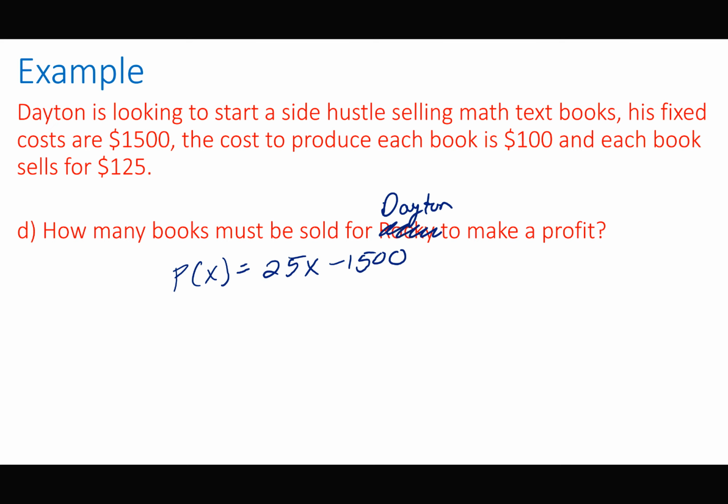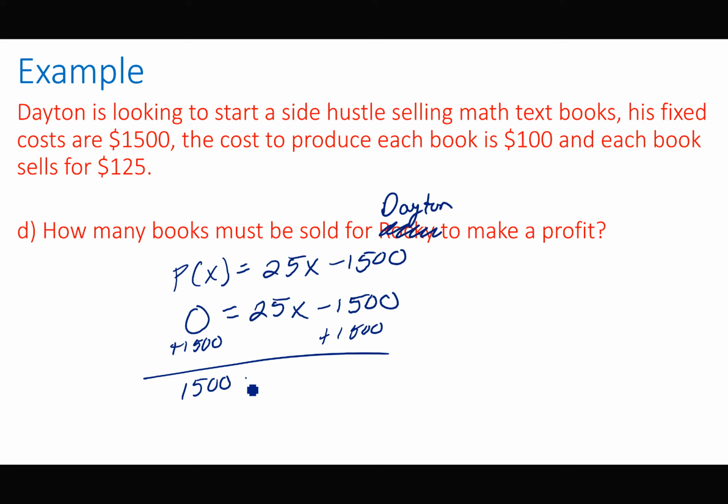We could find a break-even point. If he made $0, that would be the break-even. So I could say 0 equals 25X minus 1,500. So if I wanted to solve this equation, if I add 1,500 to both sides, I'm going to have 1,500 equals 25X. Divide each side by 25, divide each side by 25. I would end up with X equals 60.